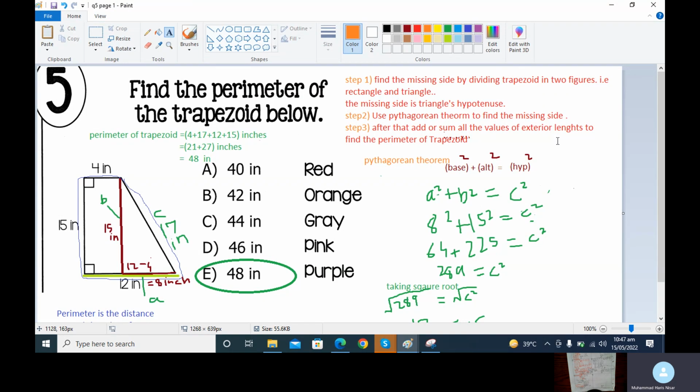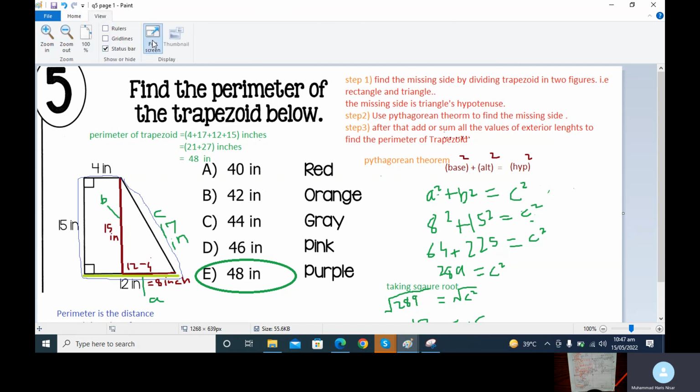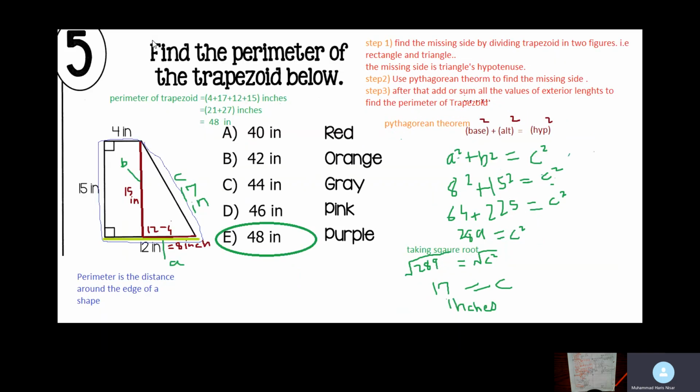So find the missing side by dividing the trapezoid into two figures, that is rectangle and triangle. The missing side is the triangle separated. Use the Pythagorean theorem to find the missing side. After that, add or sum all the values of the exterior lengths to find the perimeter of the trapezoid. Clear? Yes. You can also take a picture or write, and then we can move forward to the next question. Please do it quickly.